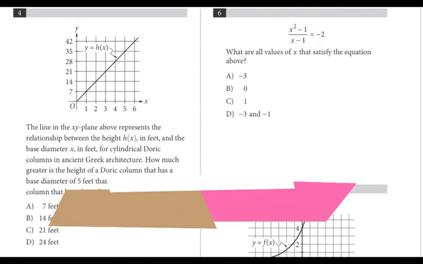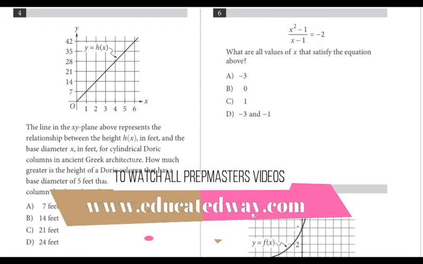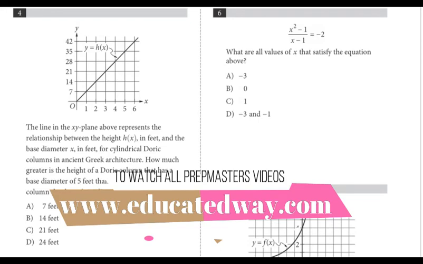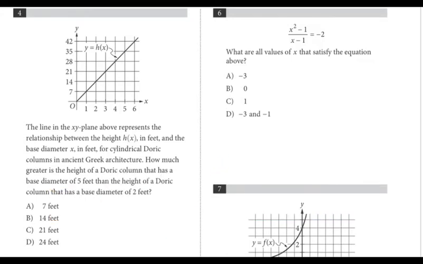Number 4. The line in the xy plane above represents the relationship between the height h of x in feet and the base diameter x in feet for cylindrical Doric columns in ancient Greek architecture. How much greater is the height of a Doric column that has a base diameter of 5 feet than the height of a Doric column that has a base diameter of 2 feet? Wow, another linear equation. Well, this one's simple. Let's just look at the graph here, but be careful.